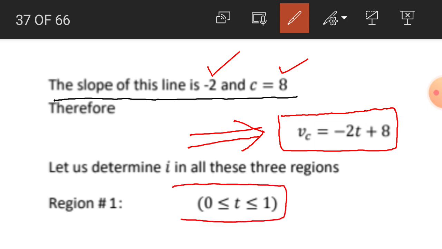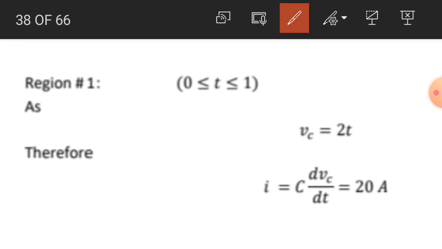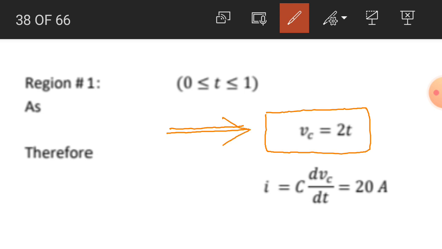Let us consider region number 1, where the time is changing from 0 to 1. You see, the voltage in region number 1 is known. The equation for the voltage across the capacitor in region number 1 is known, which is Vc is equal to 2t. We know how to calculate the current in the capacitor. So we can calculate the current in the capacitor with the help of this equation. The current in the capacitor will be equal to C dVc by dt.